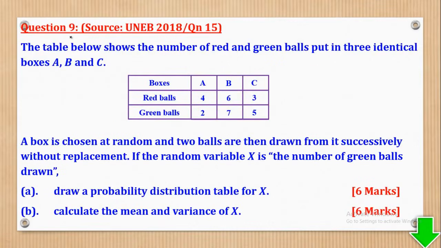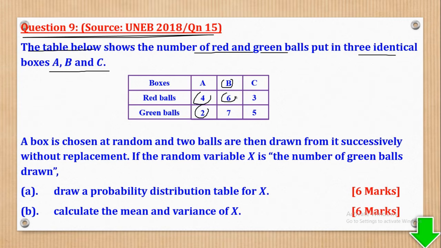Now we shall go to question 10, which came from UNEB 2018, paper 2, question 15, and it says that the table below shows the number of red and green balls put in 3 identical boxes A, B, and C. So this is box A, we put 4 red and 2 green. In box B we put 6 red and 7 green. In box C we put 3 red and 5 green.